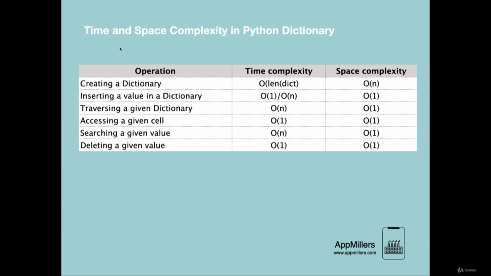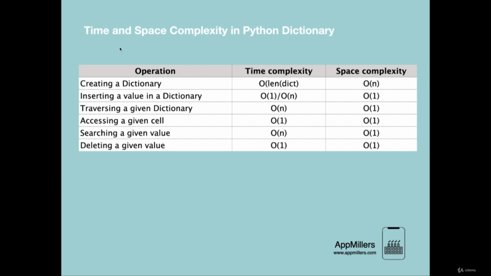Accessing a given value in a dictionary is very efficient, because if we know the key, we can access any value in the dictionary. And this is very efficient because the hash function can calculate the index of any element by using the key. So this is very efficient in dictionaries for accessing a value. So this takes O(1) time complexity. In this case, the space complexity is also O(1), because here again additional memory is not required. We are just accessing the value.